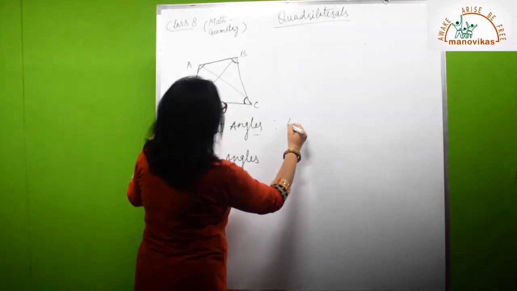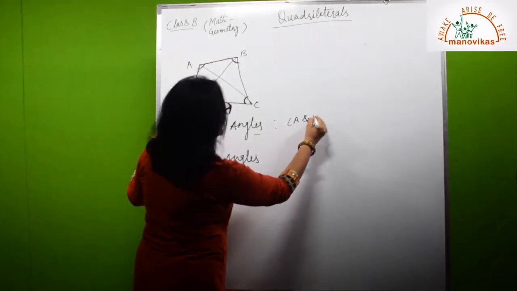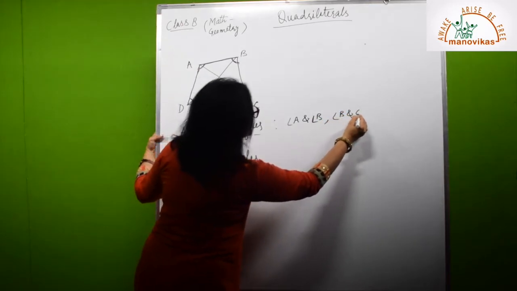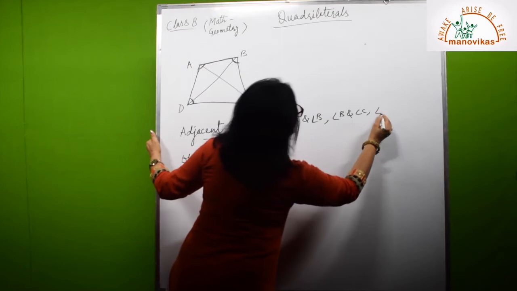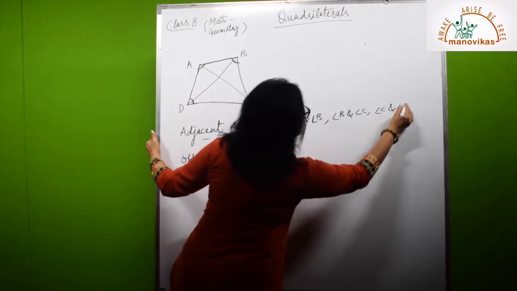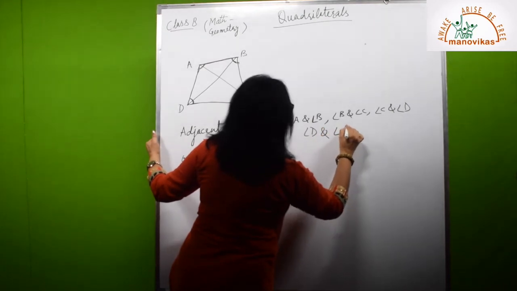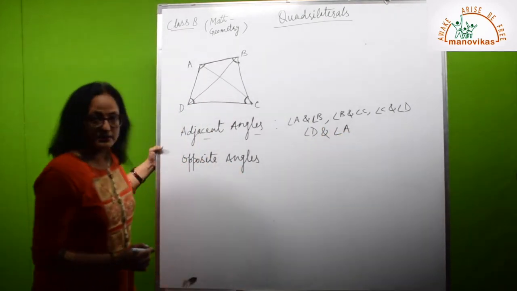So here you can write angle A and angle B are adjacent. Angle B and angle C are adjacent. Angle C and angle D are adjacent. And angle D and angle A are adjacent angles.